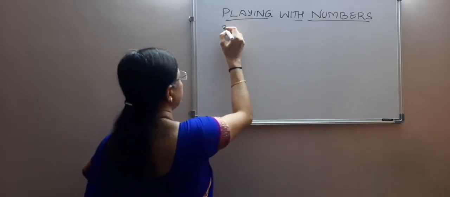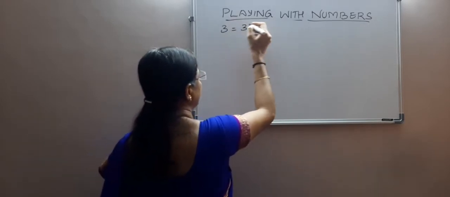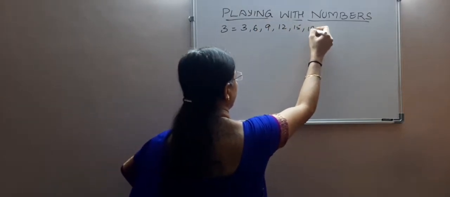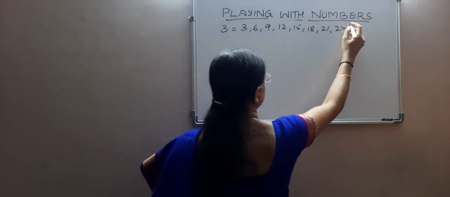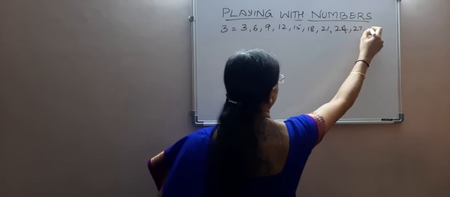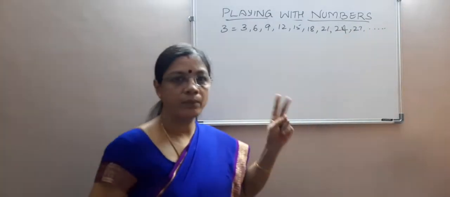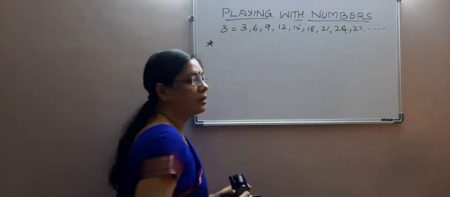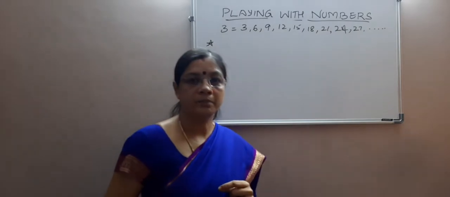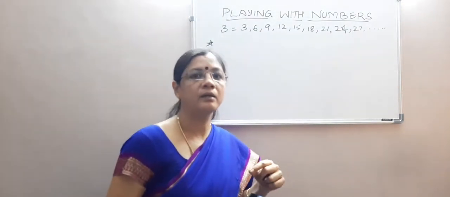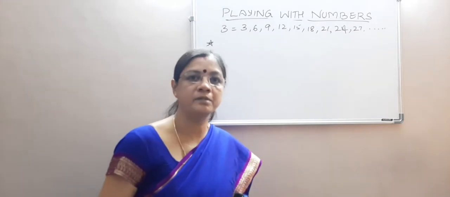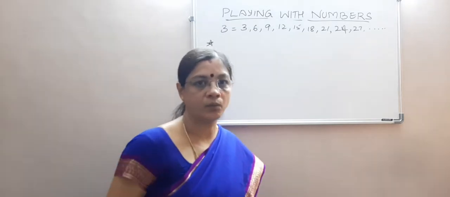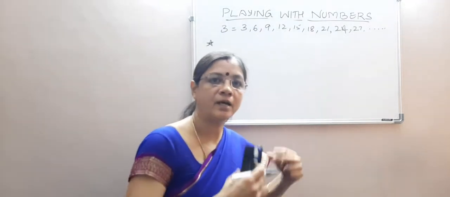Now let me write the multiples of 3. So 3 1s are 3, 3 2s are 6, 9, 12, 15, 18, 21, 24, 27 and so on. Now by observing the numbers, we shall write the properties as we did for factors. Now let's see the first number. The first multiple of 3 is again itself. Every number is a multiple of itself. So we start with 3. 3 ones are 3, 2 ones are 2, 100 ones are 100. So every multiple starts with itself.